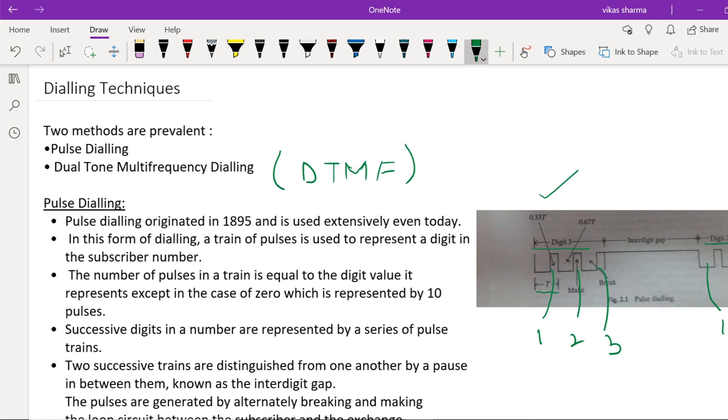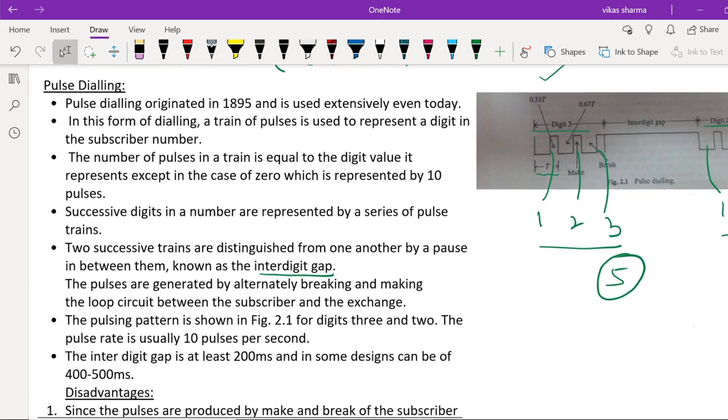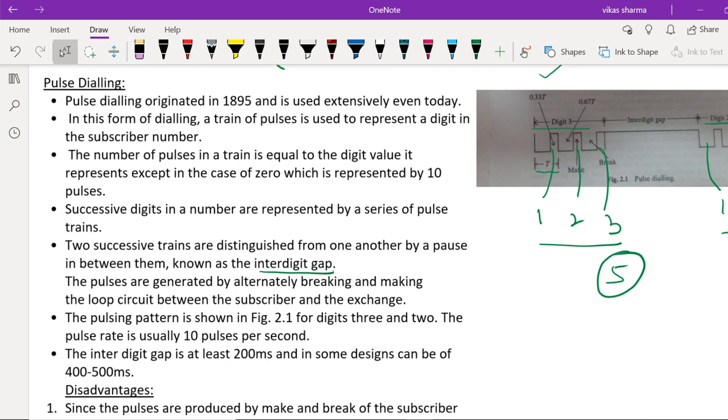Now we need to differentiate between two successive pulses. Suppose I am dialing digit 3, which is represented by 3 pulses, and then I am dialing digit 2, which is represented by 2 pulses. If there is no gap between these two digits, the equipment is going to count it as 5. So it would think that I have dialed 5. So every digit is separated from any other digit by a gap, and that gap is called the interdigit gap. Two successive trains are distinguished from one another by a pause between them, and that pause is called the interdigit gap.